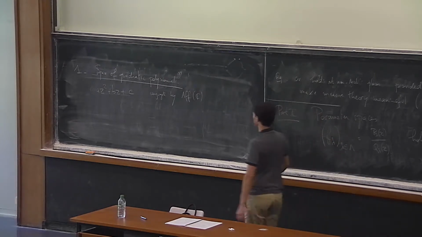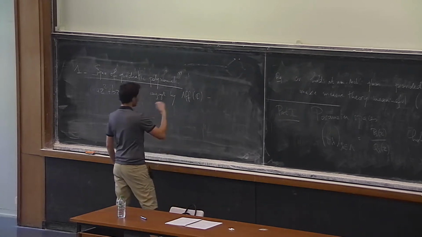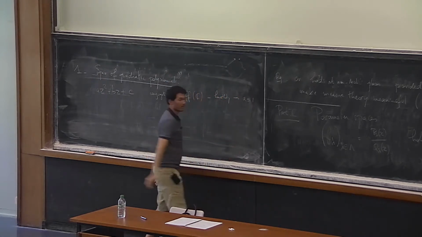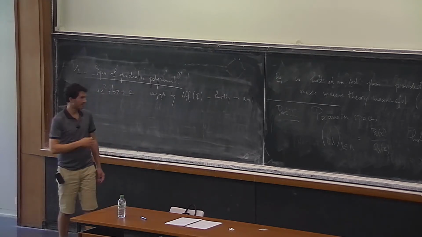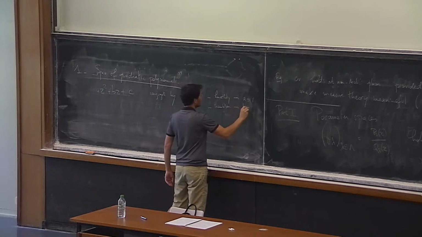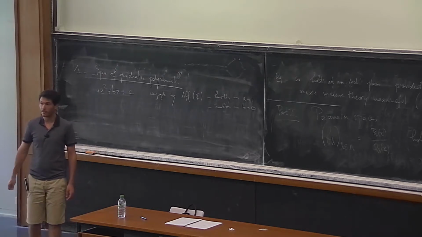Okay, so actually you can be more precise. By conjugating by a homothety, you can make a equals 1. And if you then conjugate by a translation, you can make b equals 0. So what remains at the end? It remains only one parameter.